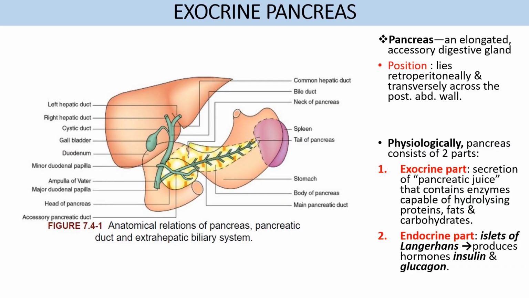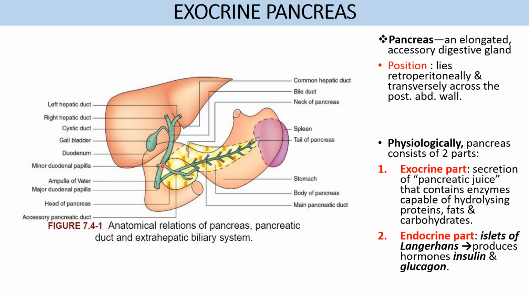Pancreas is an elongated accessory digestive gland. See this yellow colored organ? This is the pancreas. So, it is an accessory digestive gland that lies retroperitoneally and transversely across the posterior abdominal wall, posterior to the stomach and in between the duodenum and the spleen.